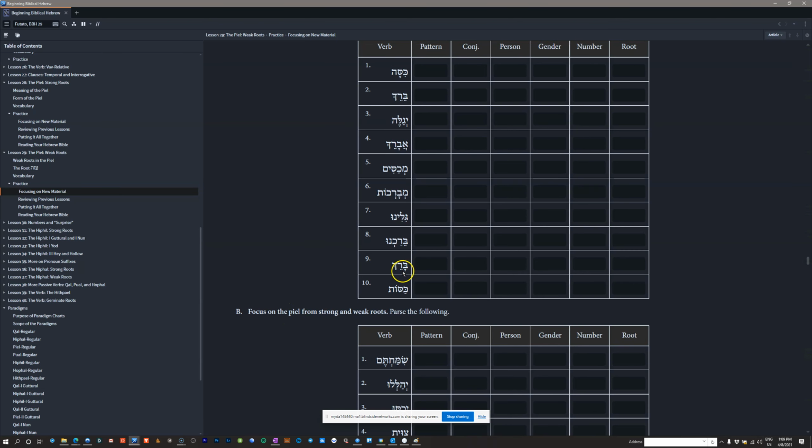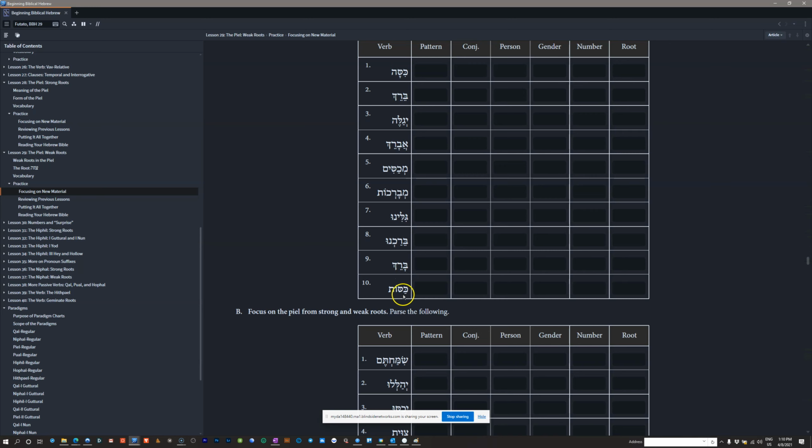Number 9, this is going to be a PL, this could be a PL infinitive construct, but it can also be a PL imperative 2MS. The difference between a strong version and this weak version is that the resh loses its dagesh, and so what we would have here as a patach, it gets lengthened to a kametz.